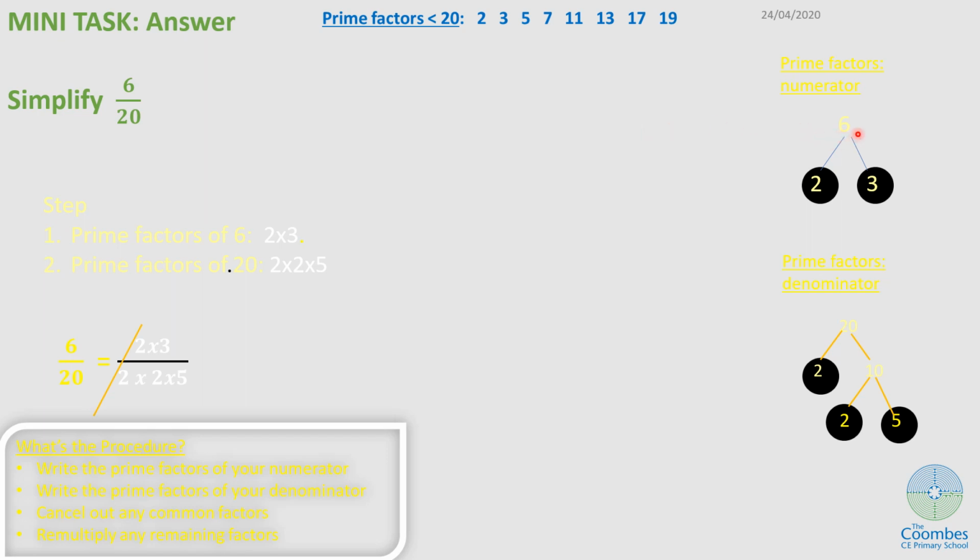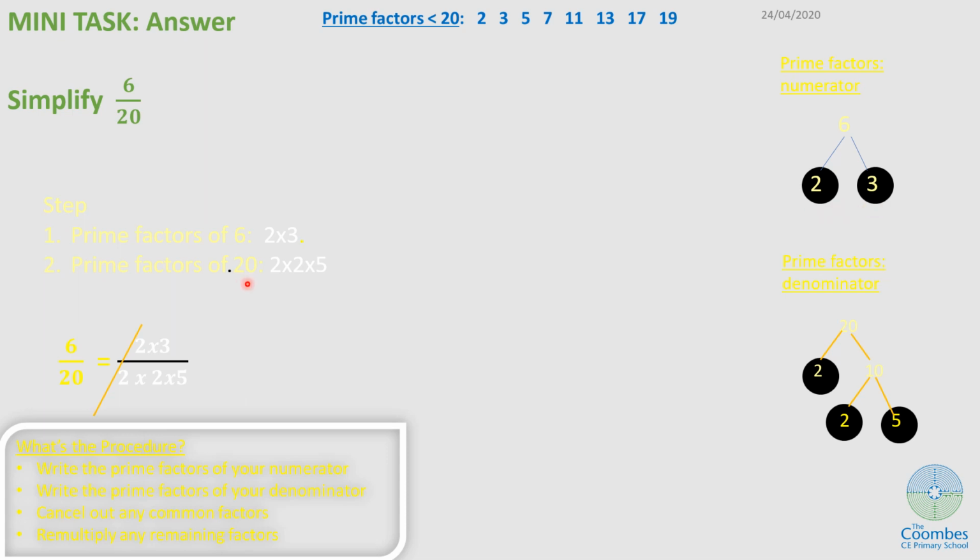Right, if I write my 6 down, I can go to my list of prime numbers and start with a smaller one. Look, can I multiply anything by 2 to get 6? Yes. 2 times 3 will give me a 6. Unfortunately, both of these numbers are prime numbers. So the prime factors for 6 are actually 2 and 3.